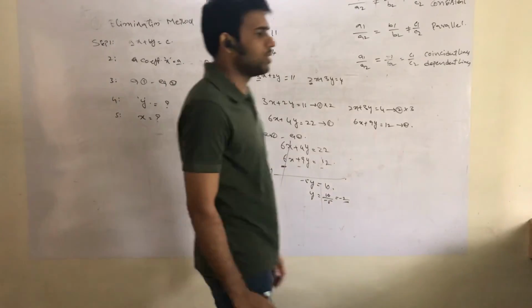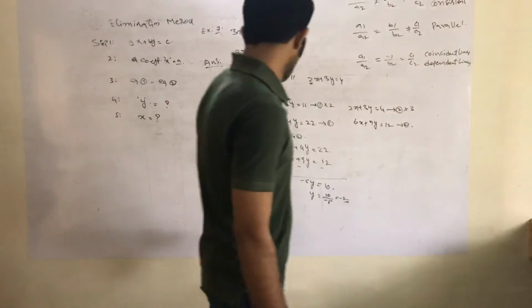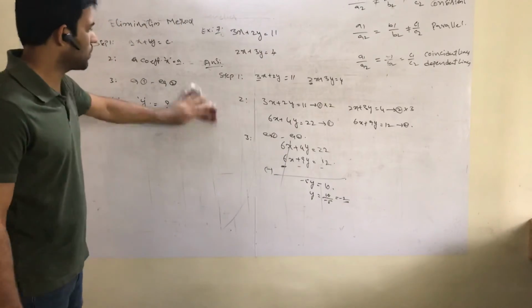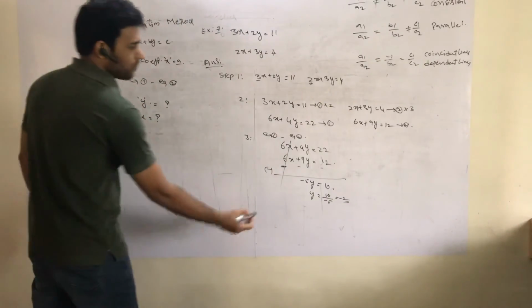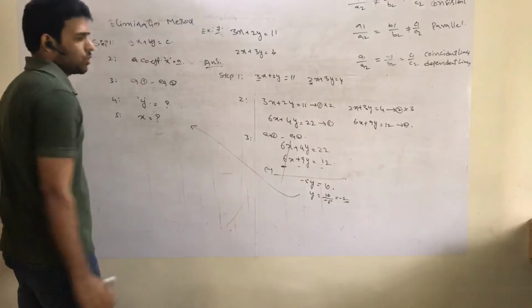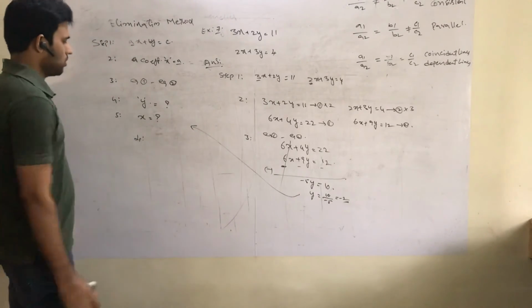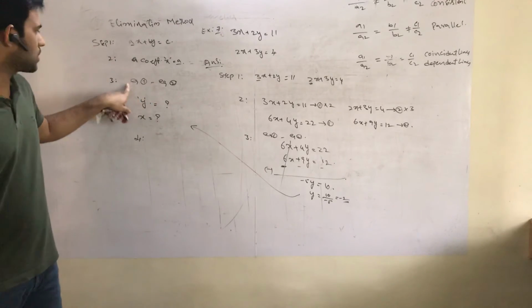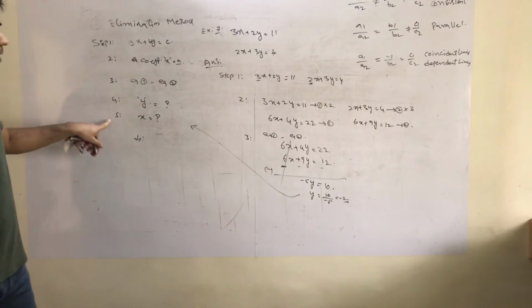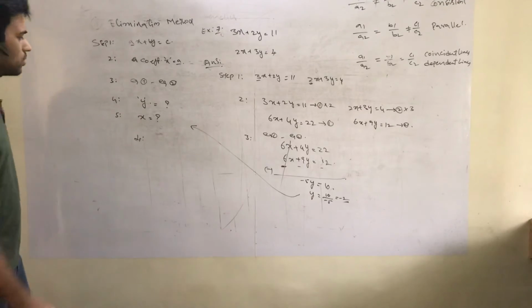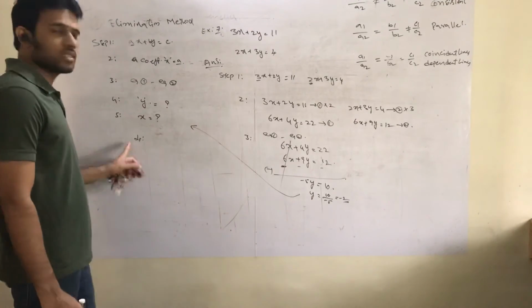Okay, so our next step is you need to substitute that value of y into any of the equations to get the value of x. Now I got the value of y as minus 2. Now our step 4 or 5. Here you need to write the equation is step 3, and then finding the value of y is step 4, and then finding the value of x is step 5. So I am taking this as step 4.